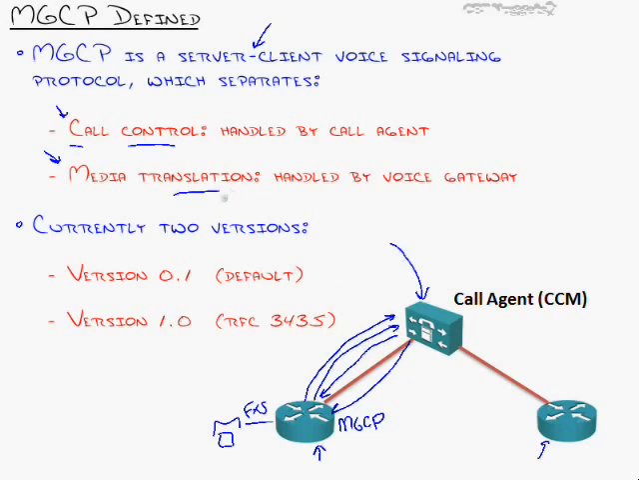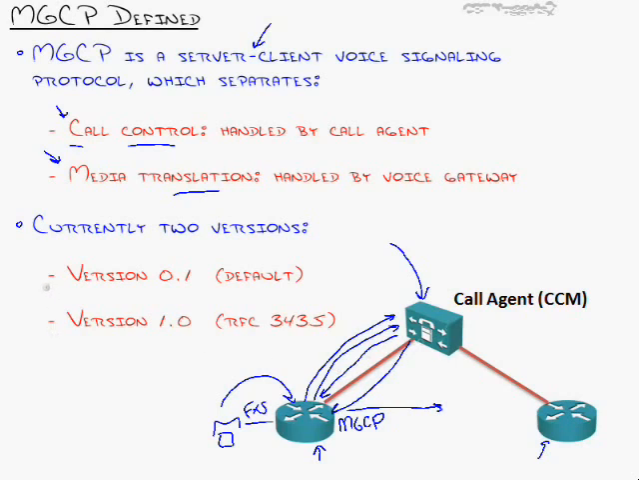Now, the media translation, and what that means is the actual audio translation, is handled by the gateway itself. So as somebody speaks words into that phone, the phone is going to convert and change that audio into packets and send it on its way. The call agent doesn't do that, and that's good because it's distributing the actual workload to the router. So the router's DSP resources are doing something rather than just throwing it all on the call agent.